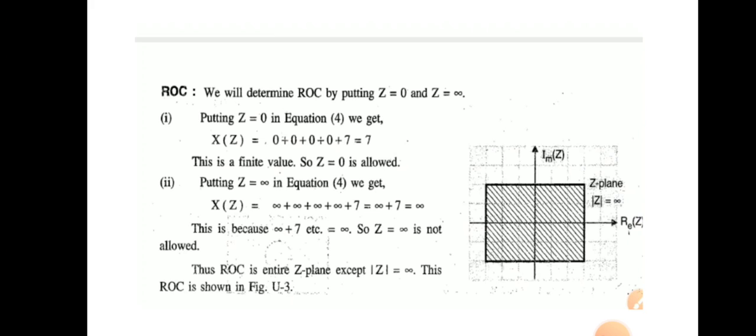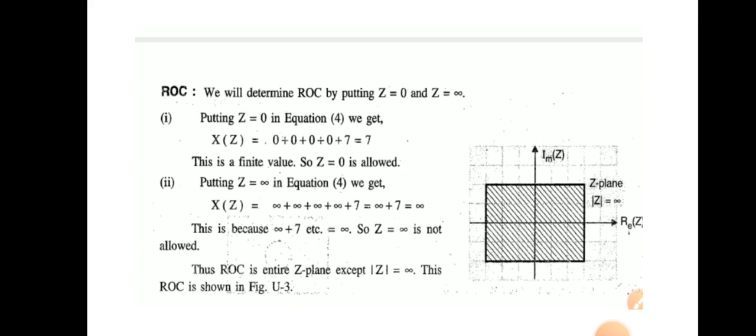See, after putting the value of z, if it is a finite value, then and only then z equals 0 is allowed. It means we can plot the ROC in that region. Now the second step, putting z equals infinity in equation 4, we get x of z equals infinity plus infinity plus infinity plus infinity plus 7. Anything plus infinity is nothing but infinity. So infinity plus 7 is equal to infinity. So z equals infinity is not allowed.